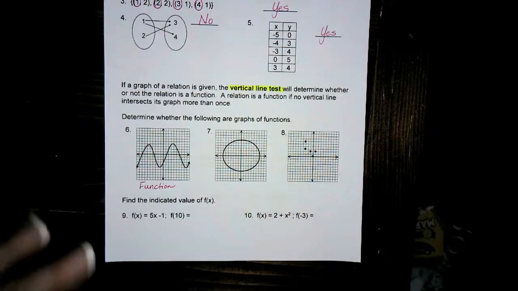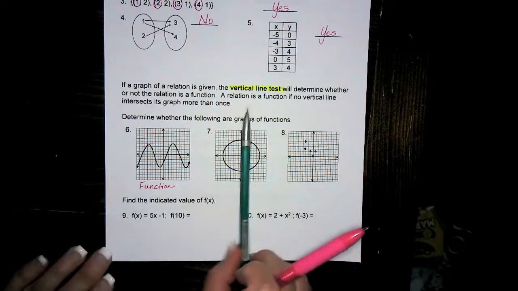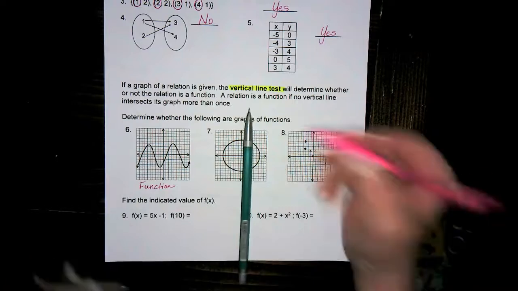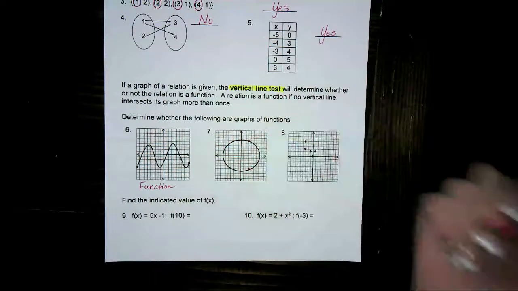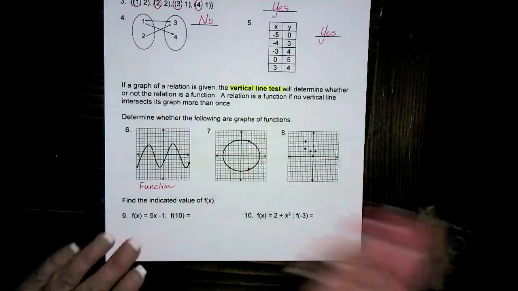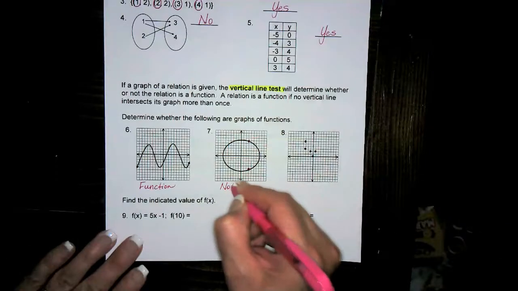Look at number 7, though. If I lay a vertical line right there, my vertical line is going to hit it here and here. It's going to hit it twice. That's why this one is not a function.